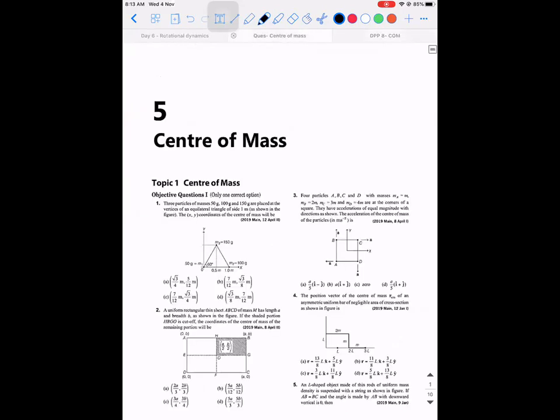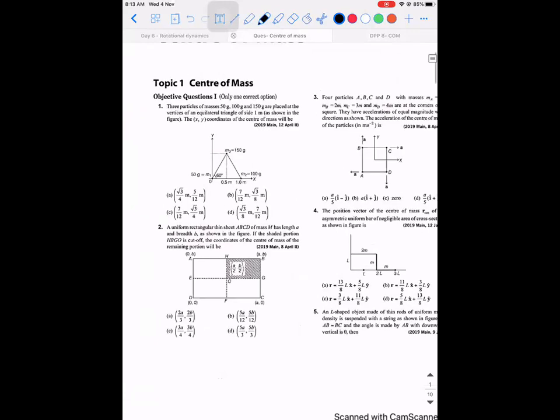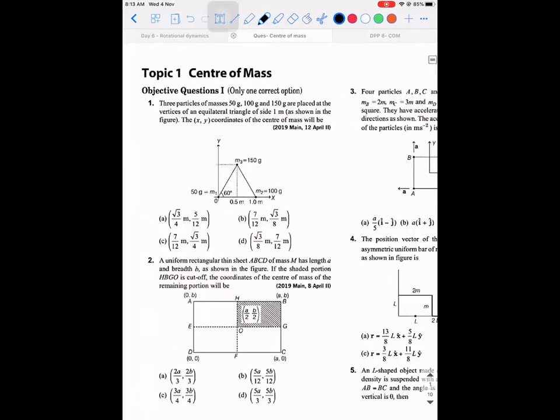So we'll do some previous year problems. I'll just give you the outline. You guys tell me. I mean, we'll just discuss the hints. Problems you guys solve it. So tell me how to do the first one. 3 particles of masses 50 gram, 100 gram, and 150 gram are placed at the vertices of an equilateral triangle of side 1 meter. The xy coordinate of the center of mass. Can you guys do this?